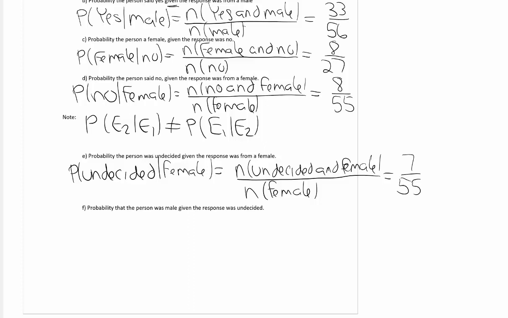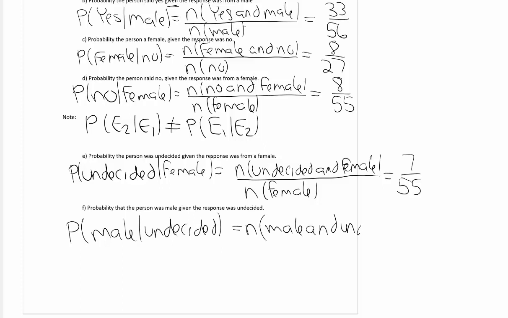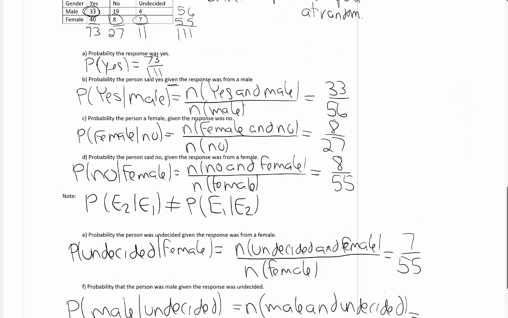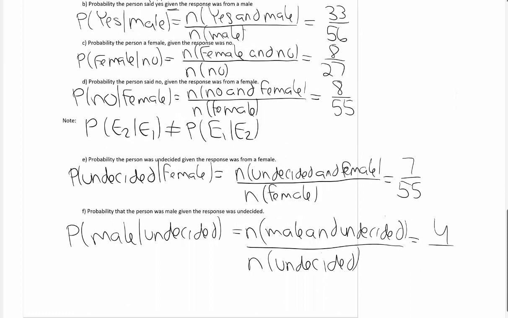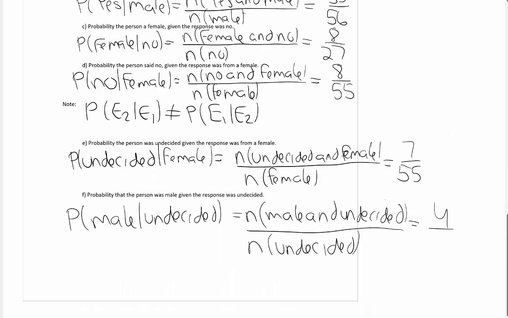And then part F, the probability that the person was male given the person was undecided. So the probability of male given undecided. This is the same thing as the total number of male and undecided over the total number of undecided. All right, so let's go back up. The total number of male and undecided in this case is that 4. And the total undecided is 4 plus 7, that is 11.